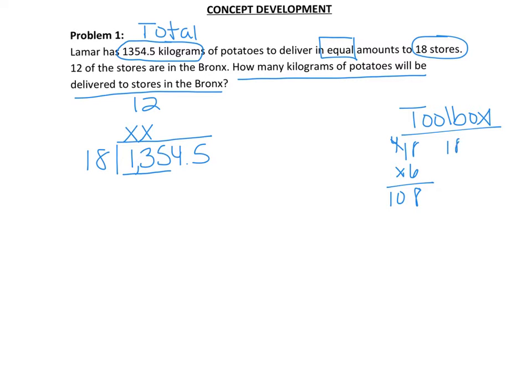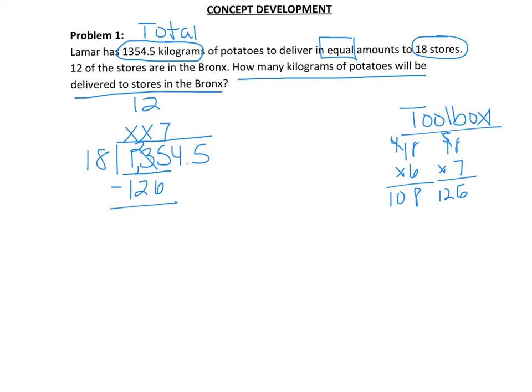So let's try 18 times 7. 7 times 8 is 56, carry the 5. 7 times 1 is 7, plus 5 is 12. 126 is much closer to 135, so let's try 7 in my quotient. 7 times 18, 126. 5 minus 6 I can't do, so I'm going to borrow.